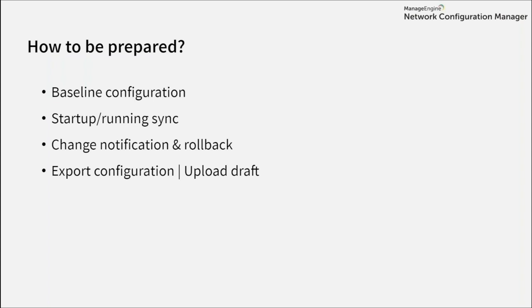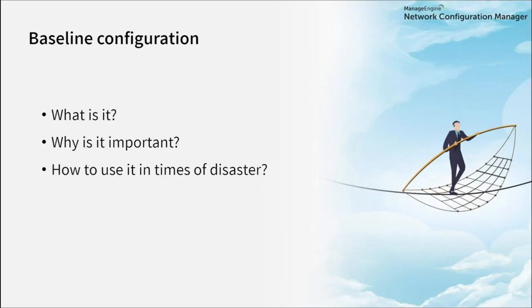So the basic 4 functions to help you recover from a network disaster are baseline configuration, startup or running configuration sync, change notification and rollback, and then you have export configuration and upload draft option. So let's look into each of these in detail.